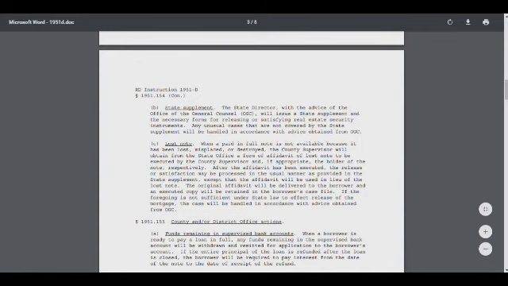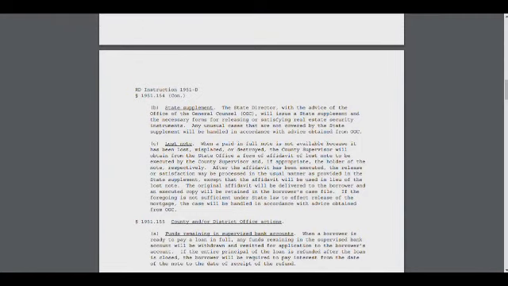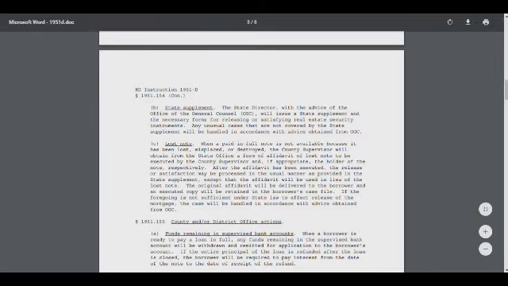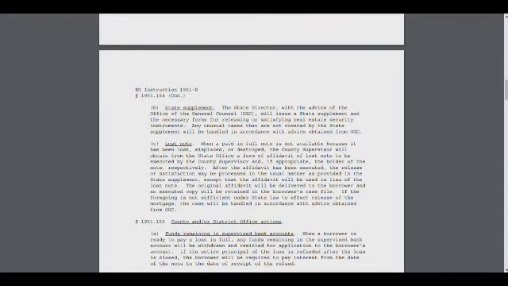A. Funds remaining in supervised bank accounts. When a borrower is ready to pay a loan in full, any funds remaining in the supervised bank account will be withdrawn and remitted for application to the borrower's account. If the entire principal of the loan is refunded after the loan is closed, the borrower will be required to pay interest from the date of the note to the date of the receipt of the funds.